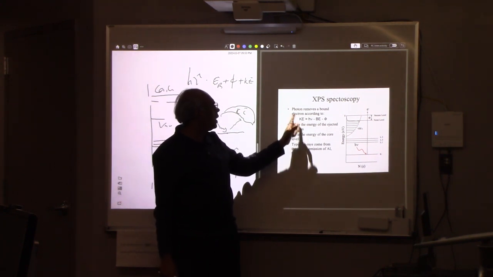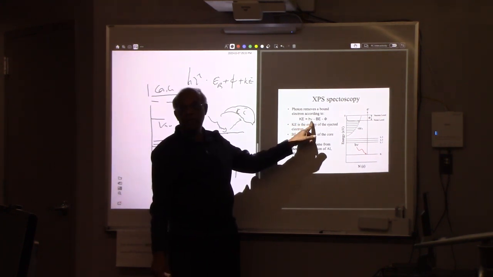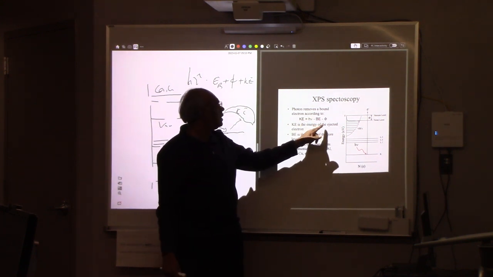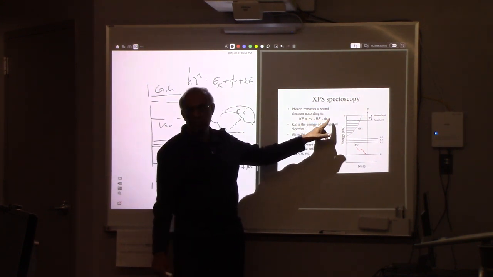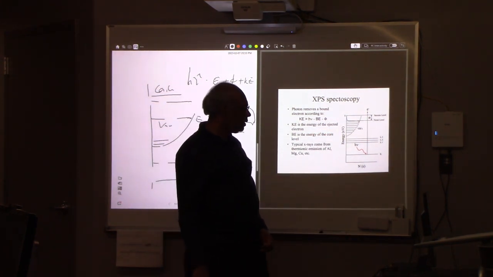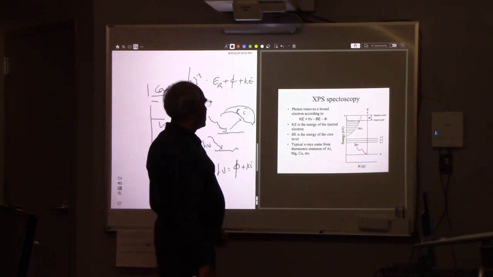Once you measure this one, we know the incoming X-ray energy, right? So from here, you can calculate your binding energy, because phi we know for a given material. So that's basically the XPS result.